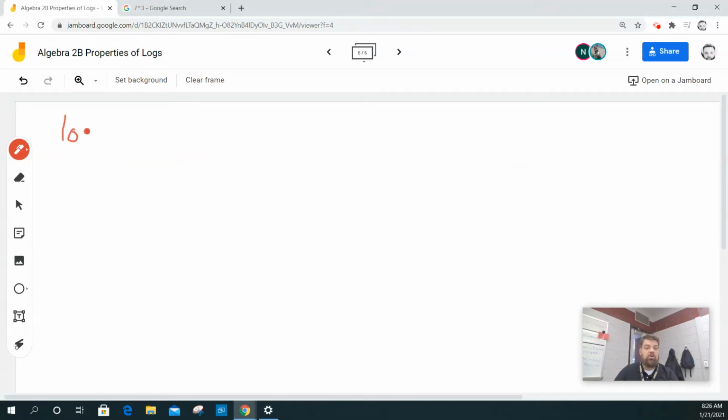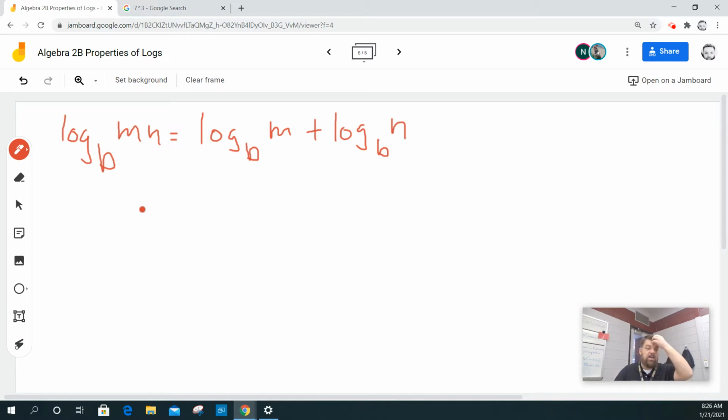So I'm just going to briefly, real quick, remind you guys of all the properties. If I have the product of two values here, that's equal to the log base b of m plus the log base b of n. That's just a property of it, okay? So sometimes we'll manipulate these to put things together and to separate them.